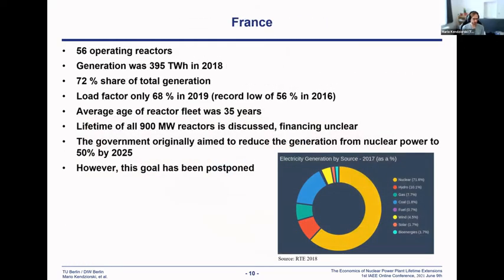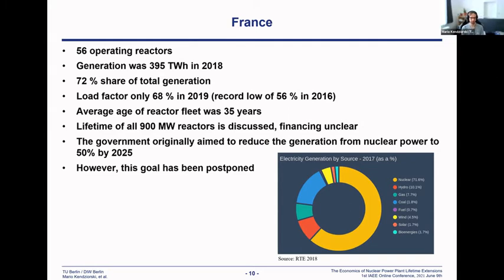If we take a look at France, we see that there are still a lot of reactors operating. They produced almost 400 terawatt hours in 2018. The share, with 72%, is quite high. And one difference compared to Germany is that the load factor is much lower. There was a record low in 2016 with 56%, and in 2019 it was 68%. So I think that is a big issue in France.